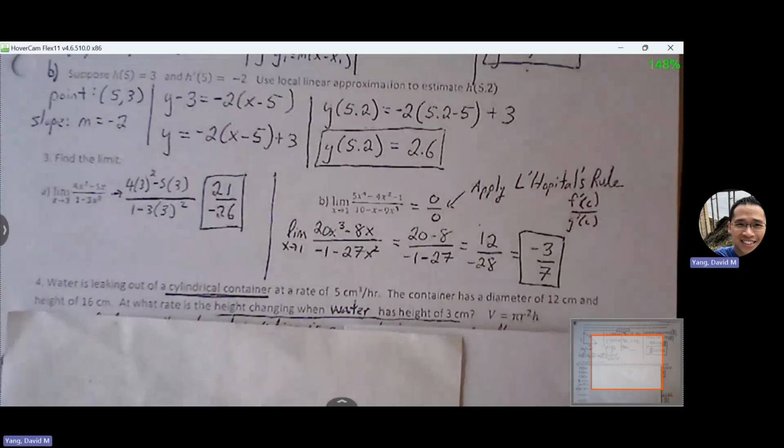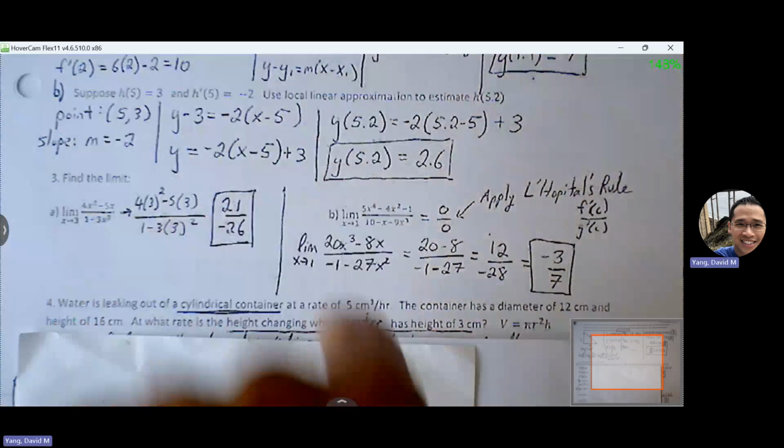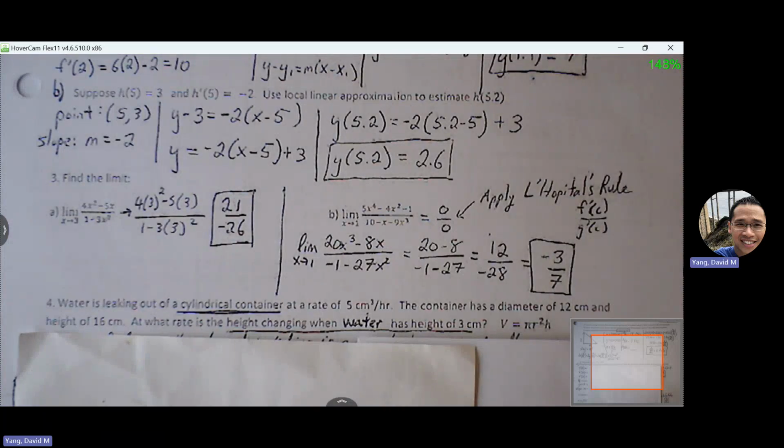All right, any questions with these minor topics here? Linear approximation and L'Hopital's rule.